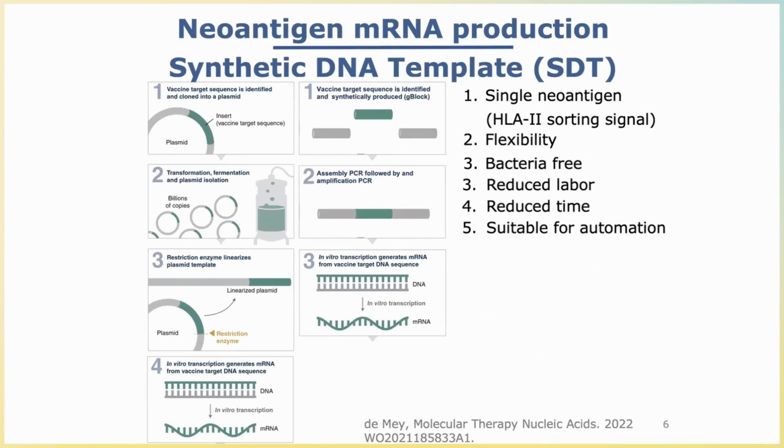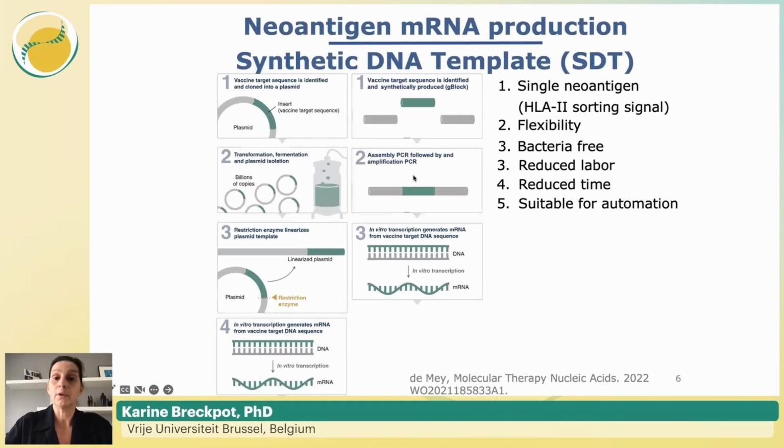So overall, our system, the synthetic production, has a higher flexibility because each time we produce a template for one antigen, so we can mix and match afterwards in the vaccine. It is a bacteria-free system, and since it's only 3 steps, there's a reduction in the labor that needs to be performed, there's a reduction in time as a consequence of that, and this is a system that is prone to automation. So in the end, you can allow a robot to mix all of the components needed to generate the mRNA.